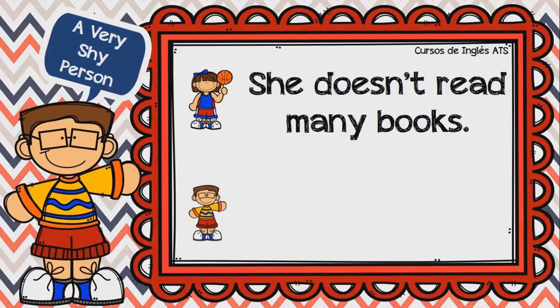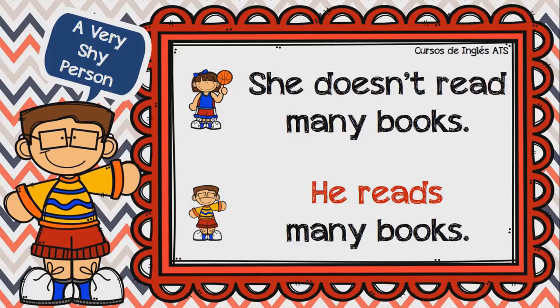This is a negative sentence. Use an affirmative sentence to describe Sheldon. He reads many books. Remember, affirmative sentence with he, she, it, you have to add the S to the verb. Recuerda que cuando es una oración afirmativa con he, she, it, le tienes que agregar una S al verbo. He reads many books.